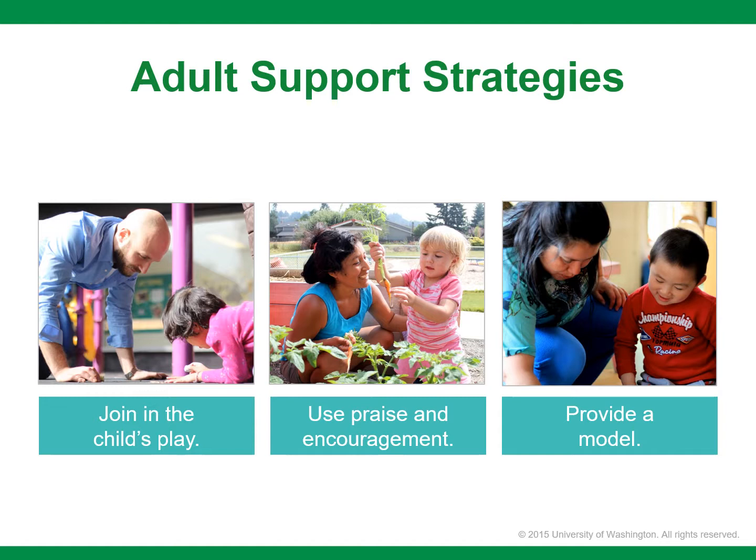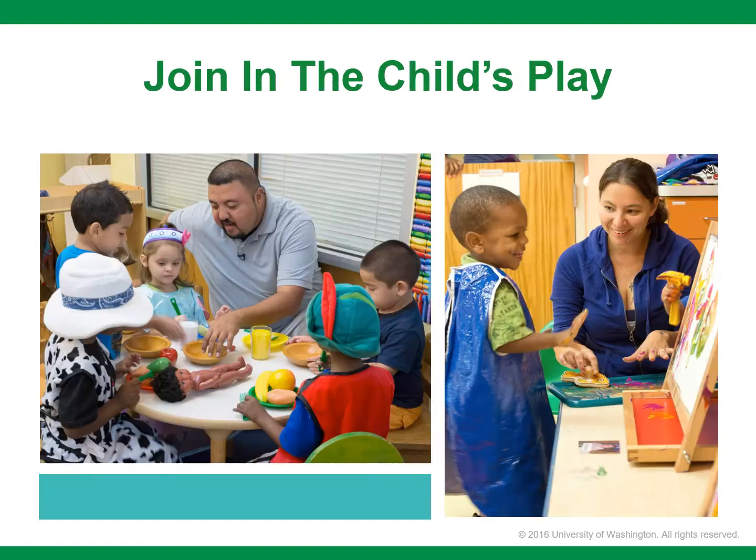To increase a child's participation, an adult can join in the child's play, use praise and encouragement, and provide a model. Sometimes all that's needed is to help a child be more successful in an activity in the presence of a trusted adult. By joining in the child's play, the adult has a front row seat to the child's success and struggles. The adult can provide timely encouragement and supportive comments. It also provides opportunities to facilitate higher levels of play and to prevent discouragement or frustration.